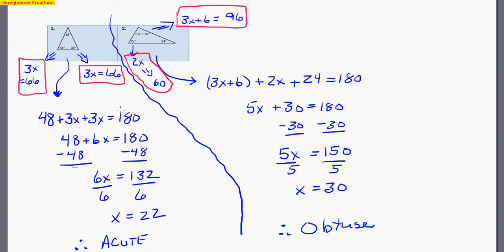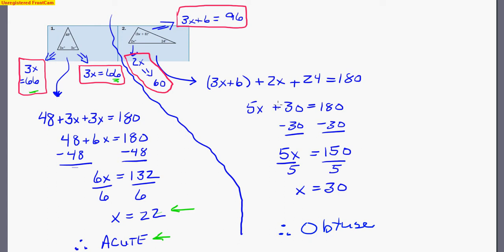Okay, you've already tried the checkpoint problems. Let me point out a couple of things here. I did this first, and I got to my answer of 22. That's why I put these in red with a little red box there. That allowed me to plug 3 times 22 in here, and I got the 66. Same thing here, I got the 66. So my angles are 48, 66, and 66. That means I have an acute triangle.